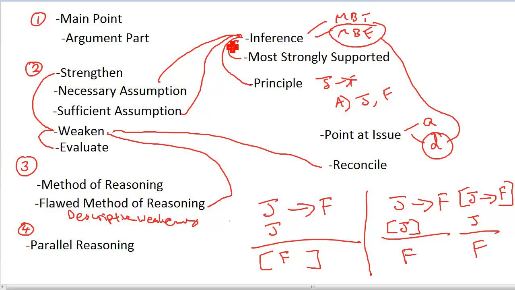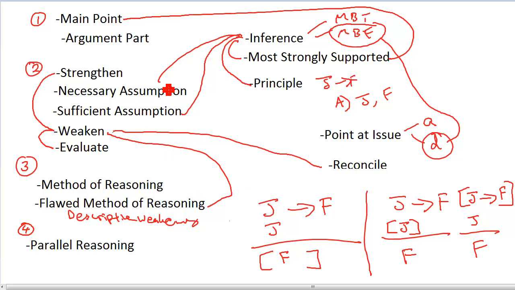And earlier, I already pointed out how most strongly supported questions are just like main point questions, because the main point, what is the main point? It's the statement that receives the support. That's what conclusion means. Statement that is supported. So of course, most strongly supported questions are just like main point questions. So you see, knowing this, you just start to see all the parallels. Look, reconcile questions is like weakening questions, which is like strengthening questions, which is like evaluate questions, which is like flaw method of reasoning questions. All these are linked together.